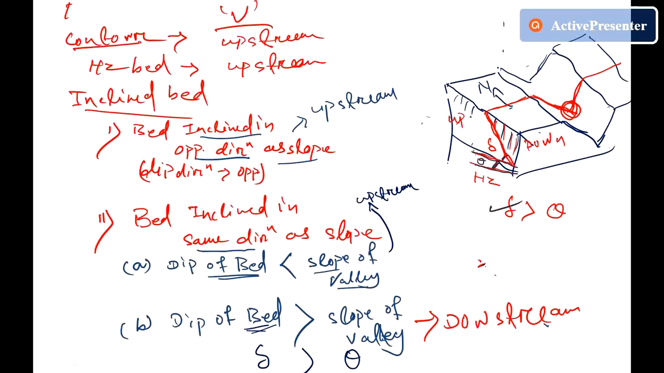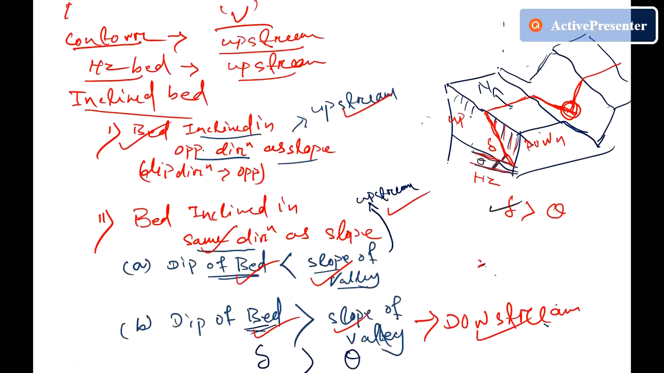First, the contour line, as I have told, the contour will always point upstream. Then horizontal bed, it will also point upstream, because horizontal plane is also a plane which is containing points of equal elevation, right? So it will also show upstream. Then when bed is inclined in opposite direction, it will also point upstream. Bed inclined in same direction and dip is lesser than slope, then also it will point upstream.